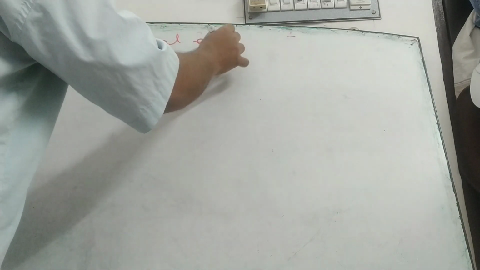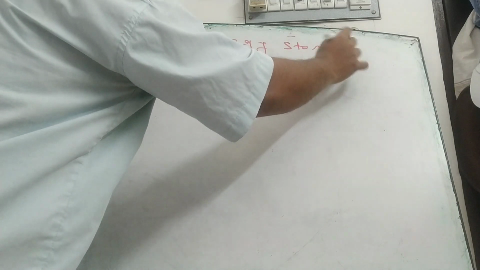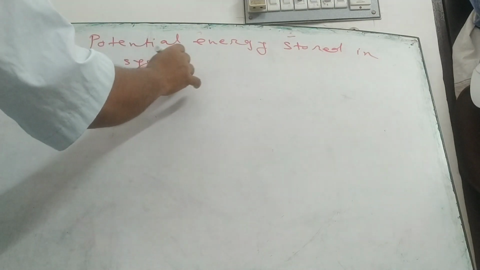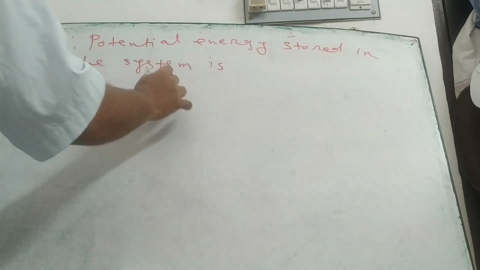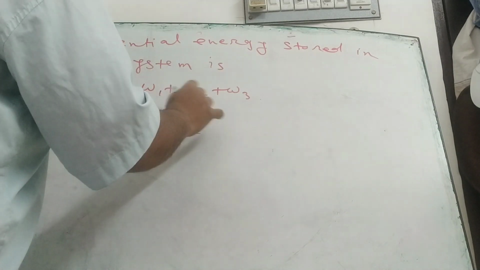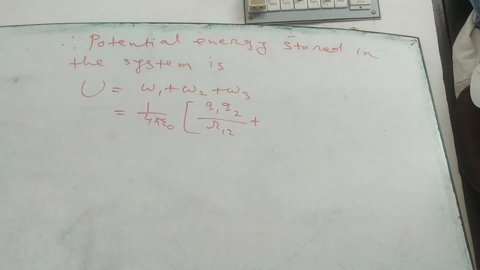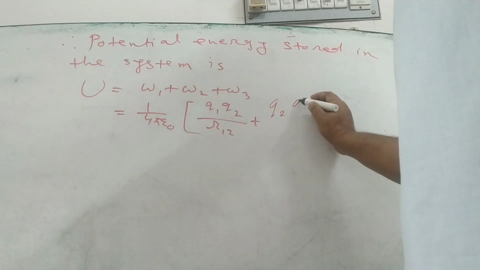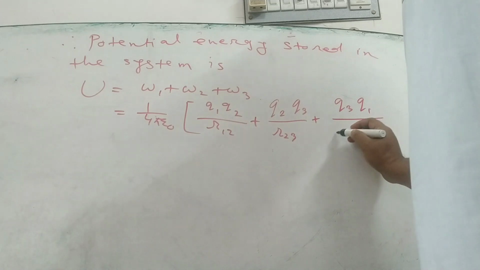Therefore, potential energy stored in the system is U is equal to W1 plus W2 plus W3 is equal to 1 by 4 pi epsilon 0 times Q1 Q2 by R1 plus Q2 Q3 by R2 plus Q3 Q1 by R3.